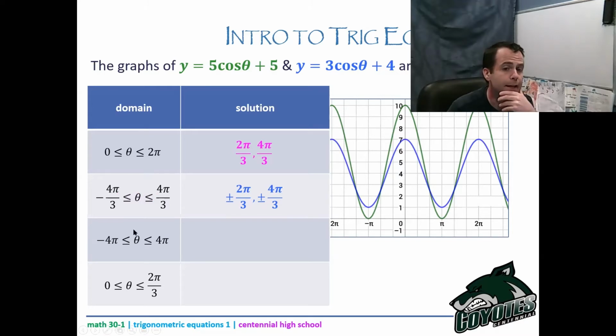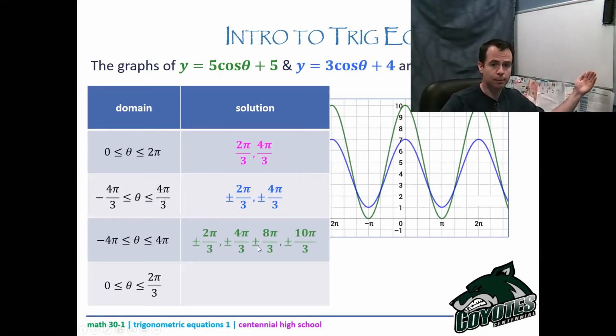Okay, the next one is from negative 4 pi all the way to 4 pi. Now you don't see the picture of that here. I only go to just a little over 2 pi, almost 3 pi there. But you know how to get the coterminal angles. So that's all you have to do. You take the angles that you have, add or subtract 2 pi, and make sure you're still within that window, okay? For this one, we actually talked about that on the previous slide. We ended up getting the 8 pi over 3 and the 10 pi over 3. Because I'm allowed to go all the way to negative 4 pi and all the way to positive 4 pi, I can be plus or minus 2 pi over 3, plus or minus 4 pi over 3, plus or minus 8 pi over 3, and plus or minus 10 pi over 3.